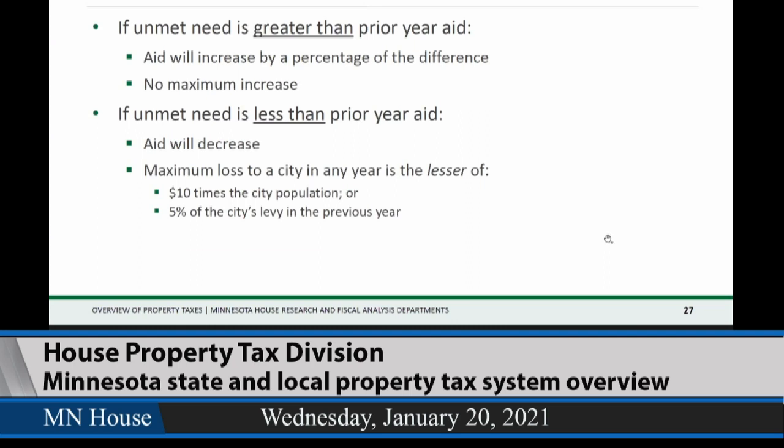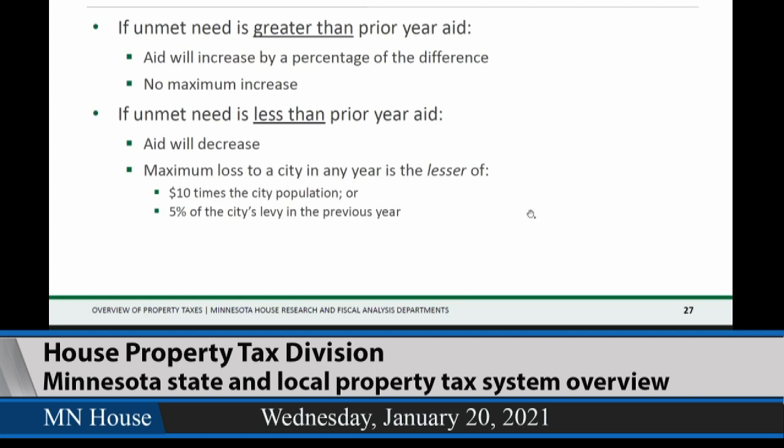So once a city's need and ability to pay have been calculated, the LGA formula determines the city's unmet need. If a city's unmet need is greater than its prior year aid amount, that city is going to get an increase in LGA. There is no maximum increase, but from one year to the next, aid can only increase by a certain percentage of the difference between unmet need and the amount of aid the city received in the prior year. So it's often the case that the increase won't fully get the city up to its unmet need amount. That may happen over a number of years.